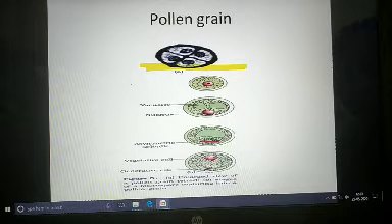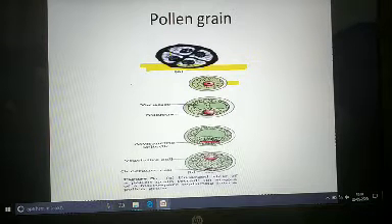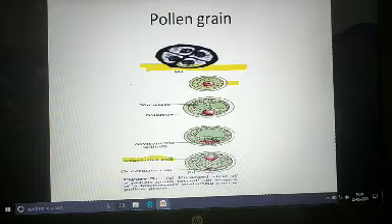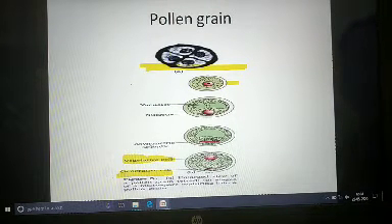Now you are observing one pollen grain. This is one pollen grain. When it is closely examined, you can see 2 cells here. The first cell is called the vegetative cell. The vegetative cell is the largest cell, and the second cell is called the generative cell. The generative cell has a prominent nucleus and dense cytoplasm, but it is smaller than the vegetative cell. It floats on the surface of the vegetative cell.